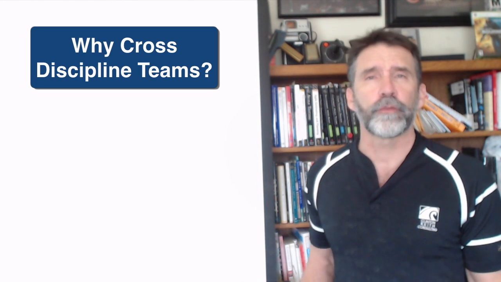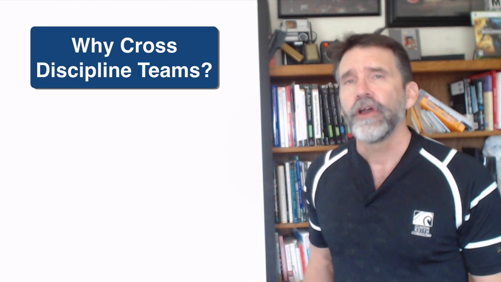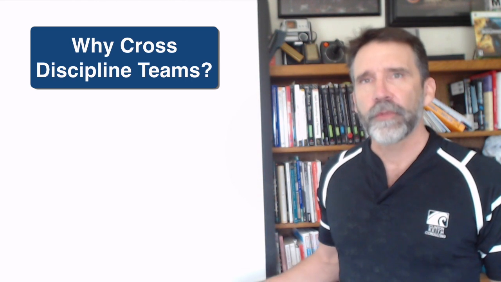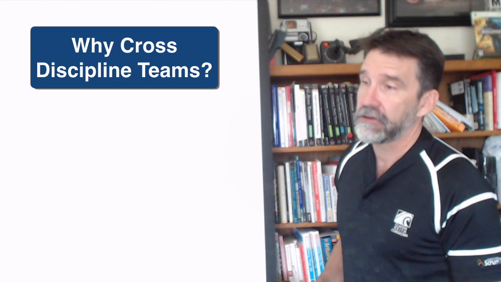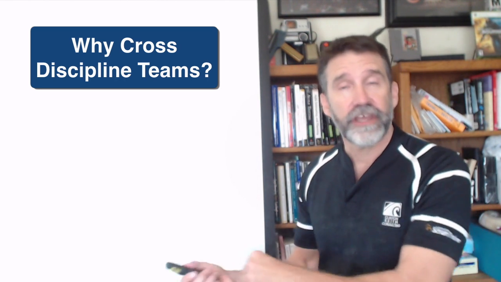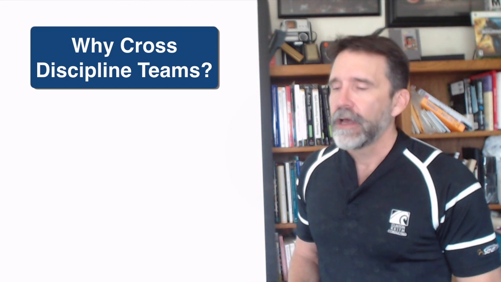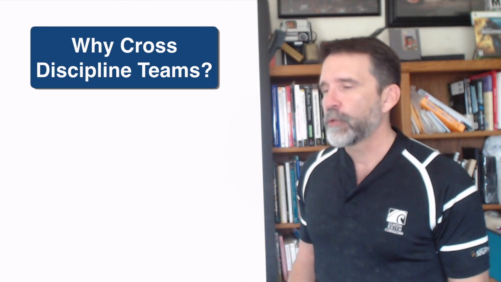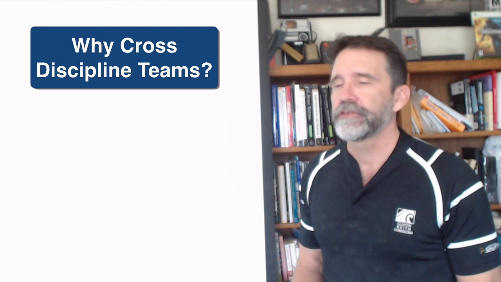And that's when they run into problems. They have crunch, extended crunch, death marches, or they end up compromising their vision for the game to hit that particular date. So with cross-discipline teams, we want to overcome a lot of those challenges.